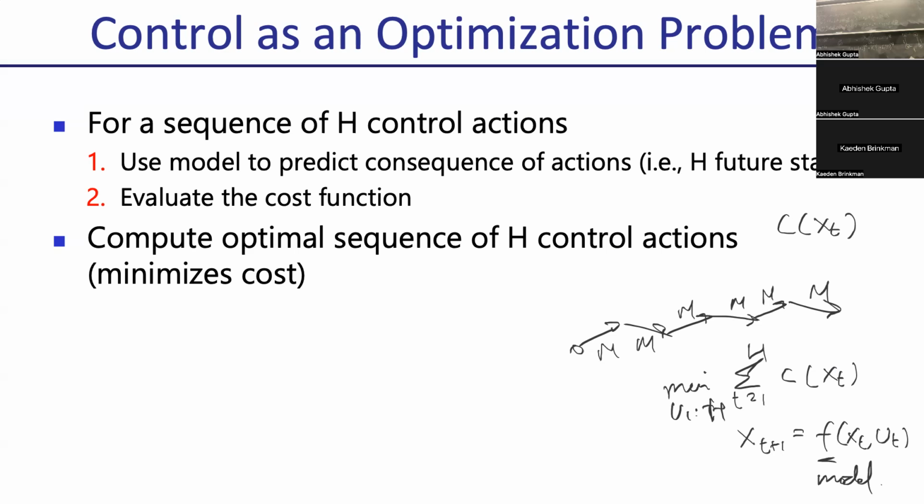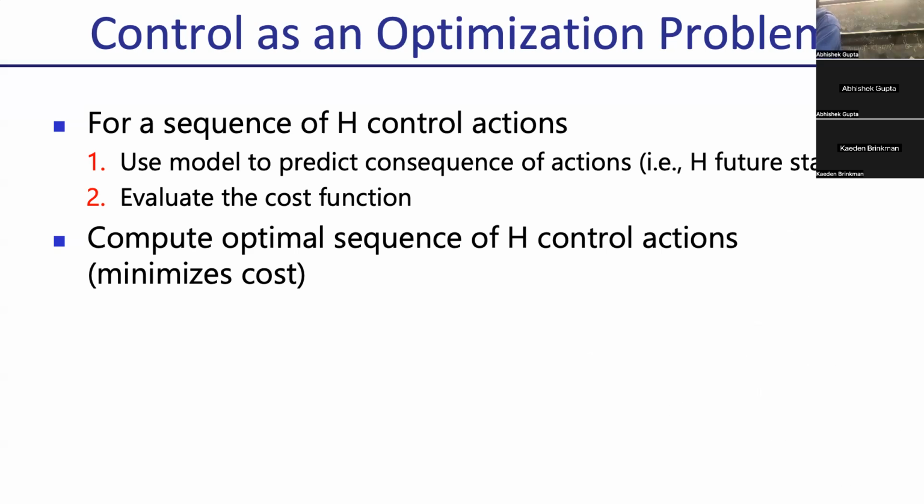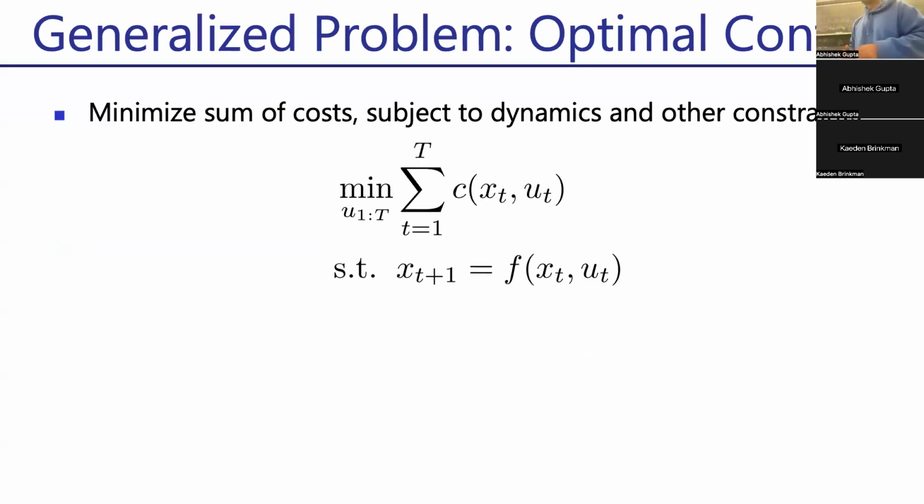So the optimal control problem is just saying you know a model of the world, and you're trying to choose a series of actions that minimizes the cost. If you're familiar with reinforcement learning, maximizing rewards is just the opposite of minimizing the cost. Same problem. So let's try and write this out more formally.